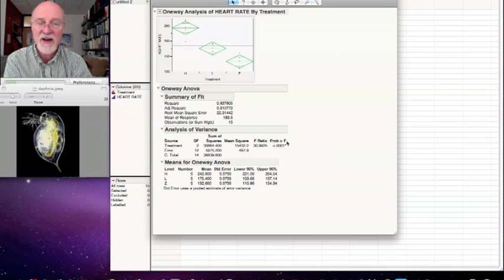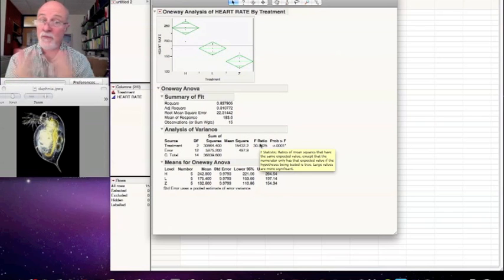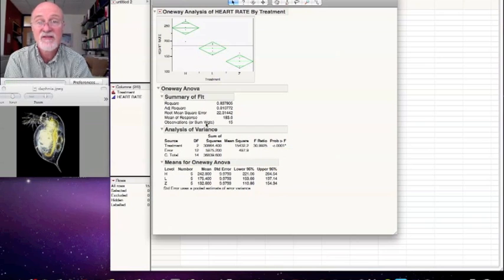So the p-value, though, that's what we want to look at to judge whether we could have obtained an F value that large or larger by chance, when in fact there's no difference between means, and our chance is incredibly small. So we have a very small chance that the heart rate of these Daphnia is not being affected by the treatment. It definitely is being affected by the treatment. We can state that with a high degree of certainty because p is less than 0.0001.